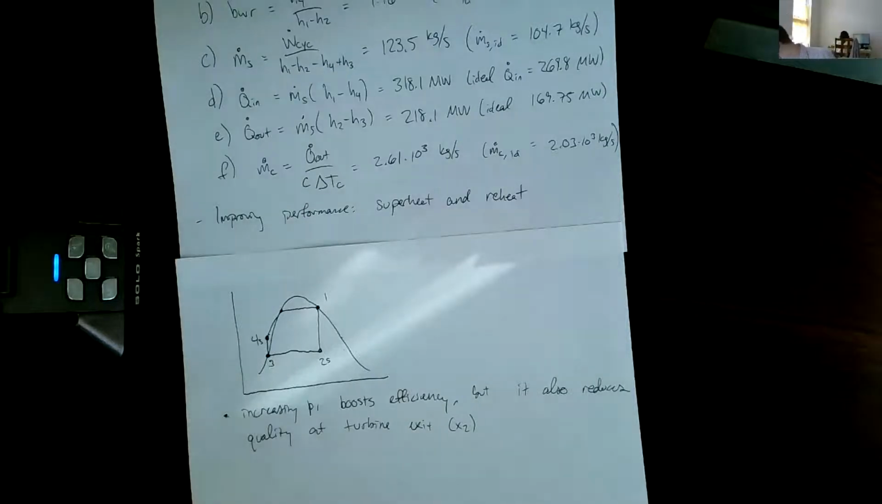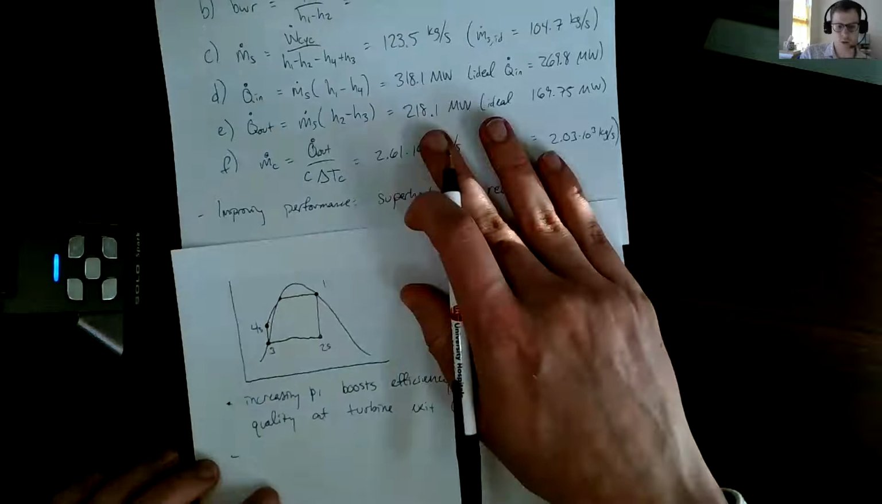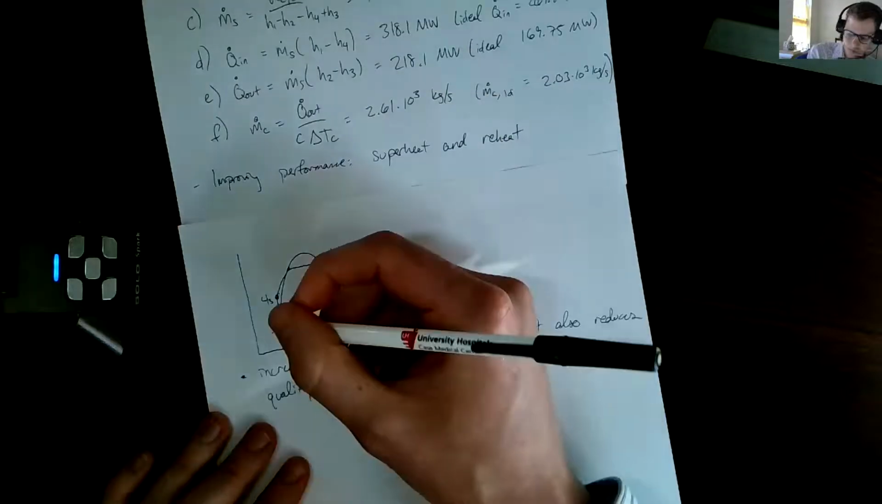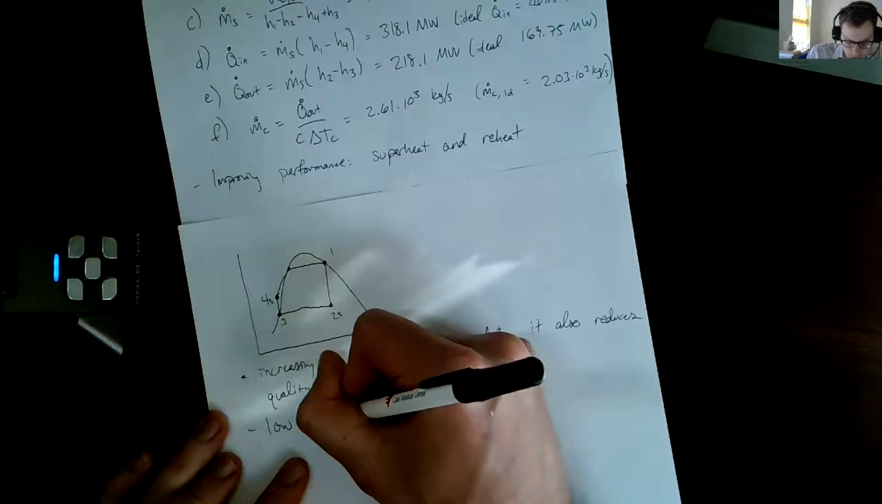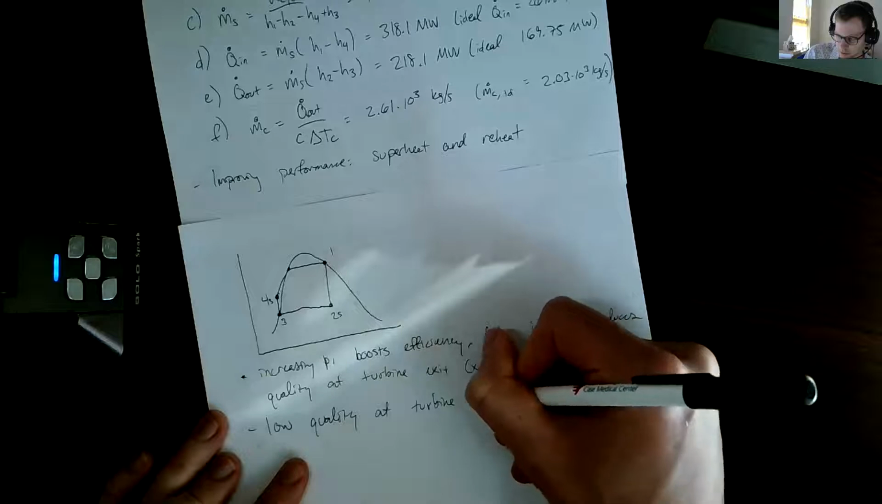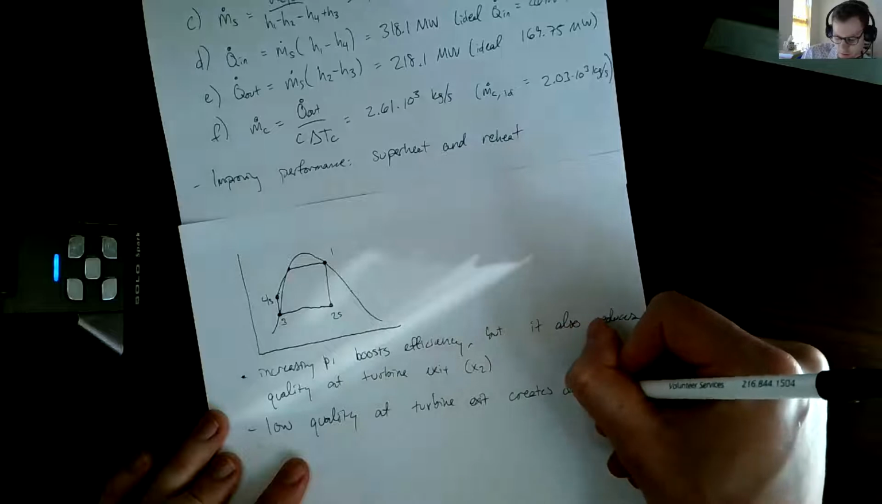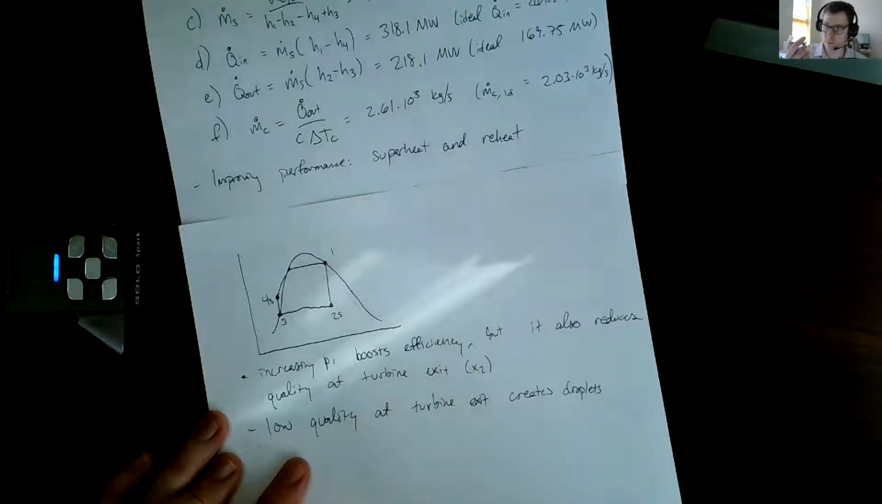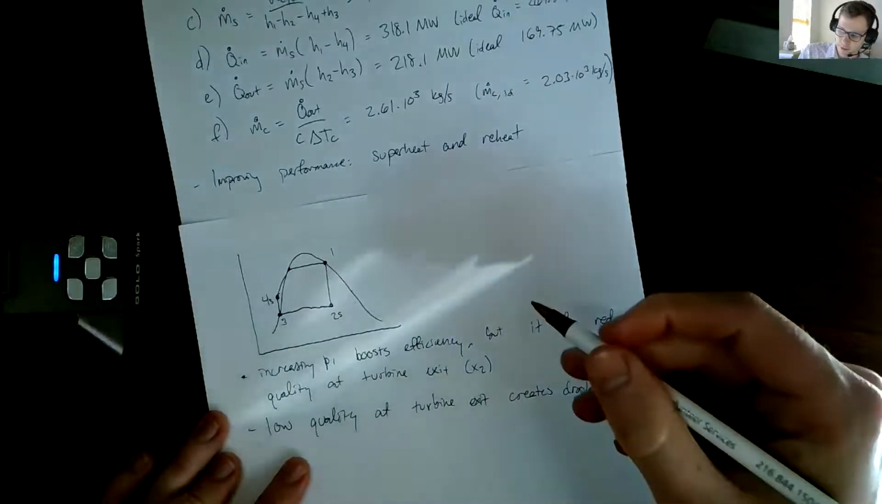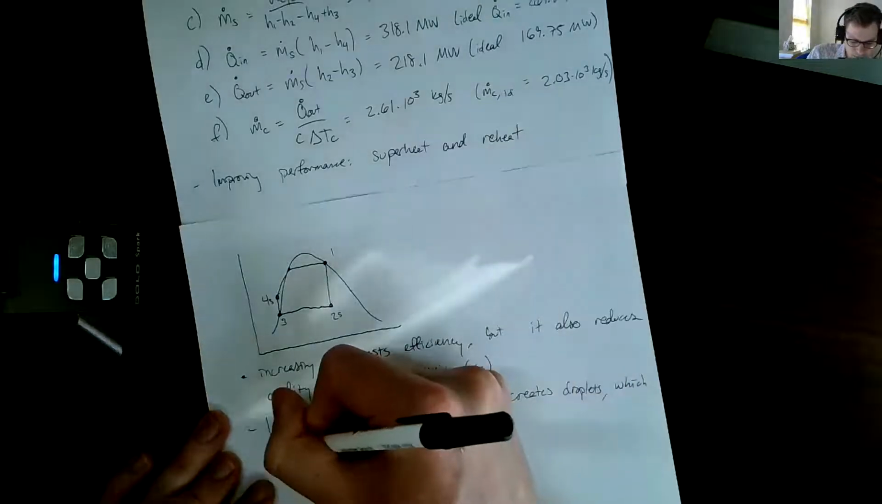I've alluded to this before, but this turns out to be bad. Having low quality at the turbine exit creates droplets. So liquid water droplets, right? Because you're in a two-phase region, so you have some vapor and some liquid droplets, and these droplets hit the turbine blades.